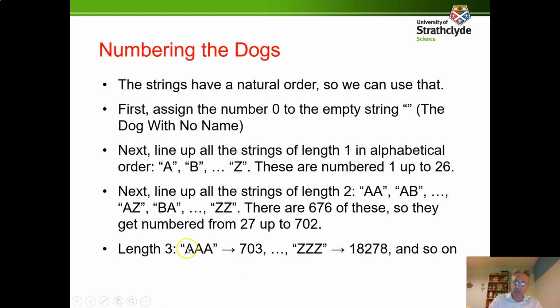The next one is a 3-digit number, and A in this position means 676, in other words 26 squared. So this is 676 plus 26 plus 1, and that comes to 703. And then if you work out this number, ZZZ, where each Z is counting for 26, but this is units, this is 26s, and this is 676s, that comes to 18,278.